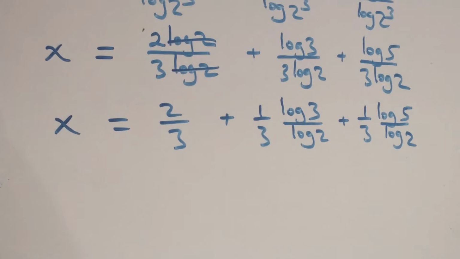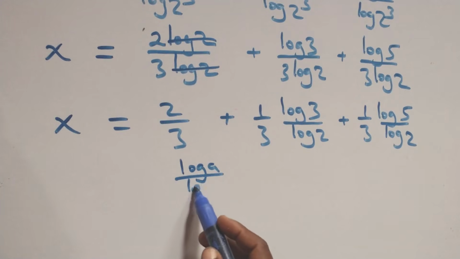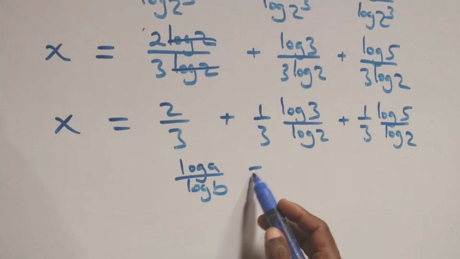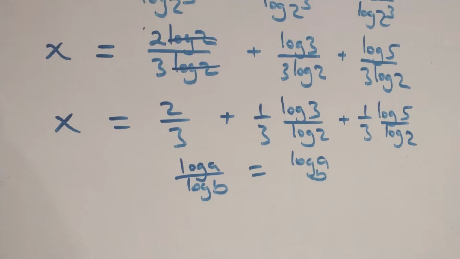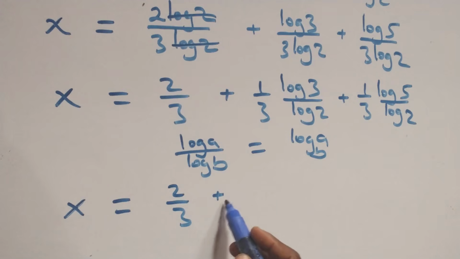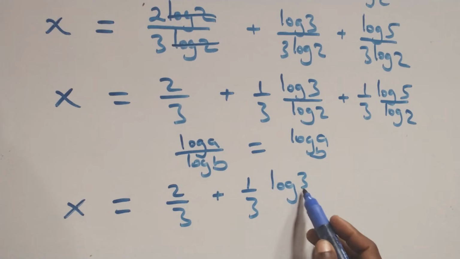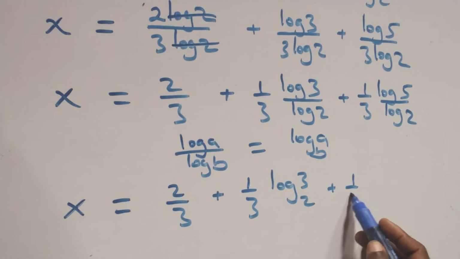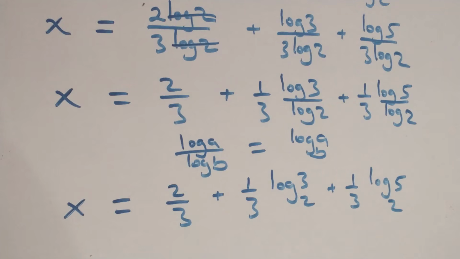The next step here, we apply change of base. When we have log a over log b, it is the same thing as log a to base b. Then what we have here becomes x equals 2 over 3 plus 1 over 3 log 3 base 2 plus 1 over 3 log 5 base 2.